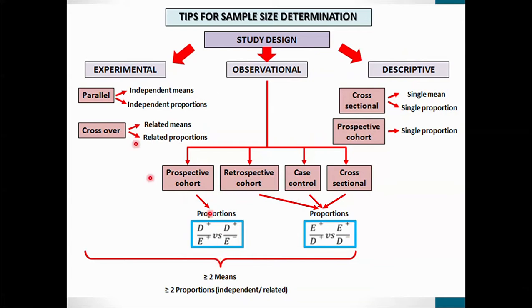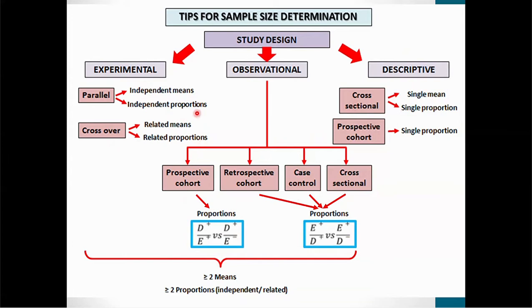Same thing for experimental or interventional study. If it is a parallel RCT, because it is an independent sample, we use independent means or independent proportions. It depends on your outcome. If your outcome is, for example, blood pressure, then it's a mean. If you are looking at smoking, yes or no, then it's a proportion. If crossover, because this is a dependent sample, then we need to use related or dependent mean or proportion. So it depends on the study design also.